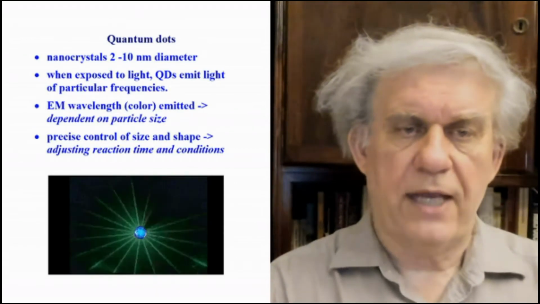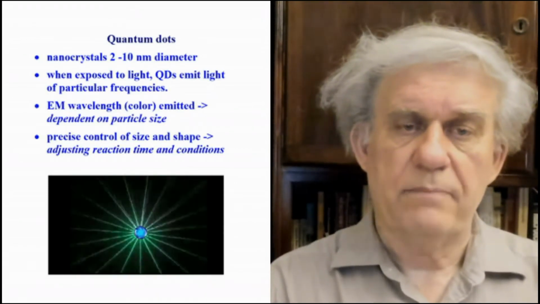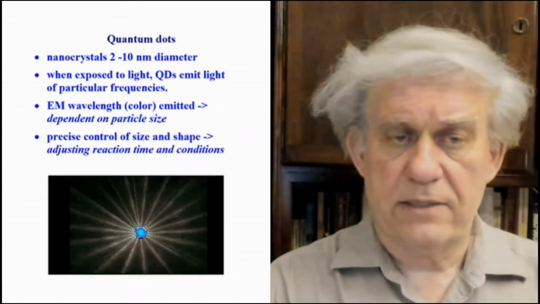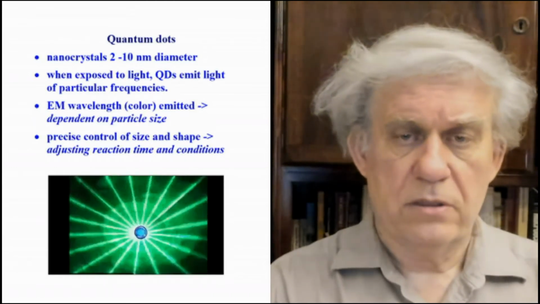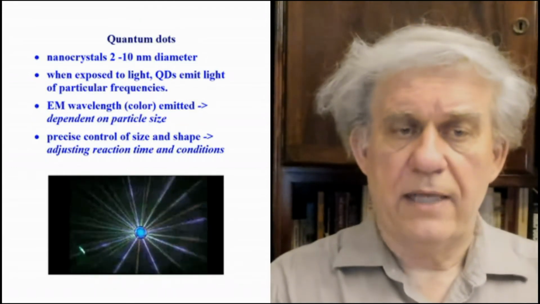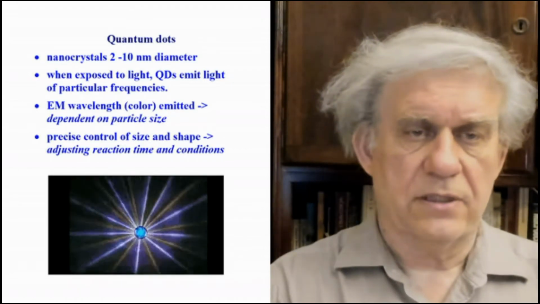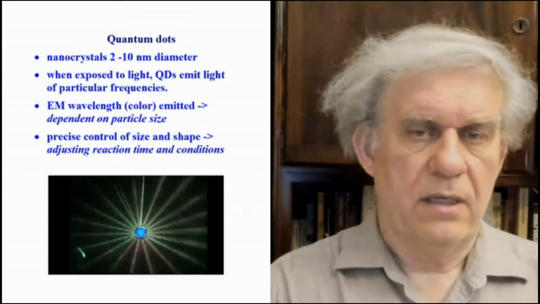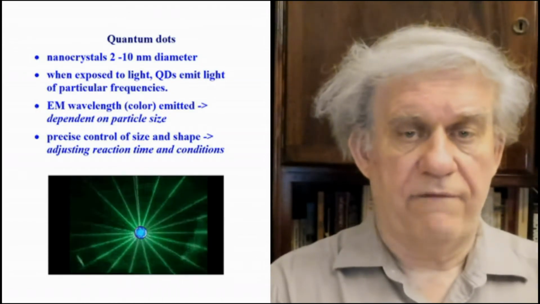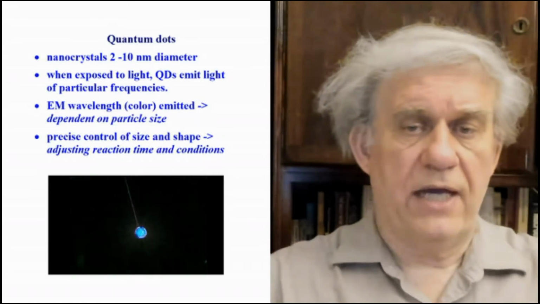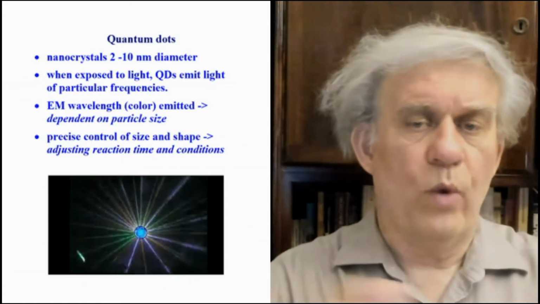And what these people say is that when exposed to light, these quantum dots emit light of a particular frequency. Okay, so we have the electromagnetic wavelength, which is a measure of color, right? Mathematical measure of color is emitted, and it's dependent on the particle size, they're going to say. So it depends on how big this quantum dot is. Big size, small size, it changes the wavelength.